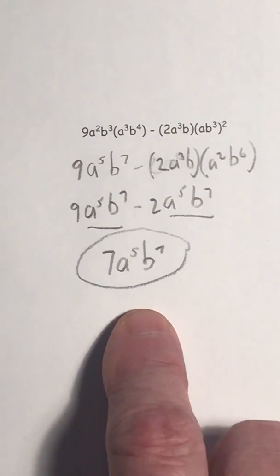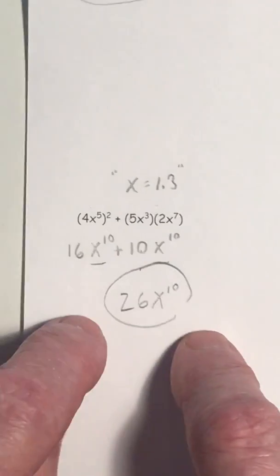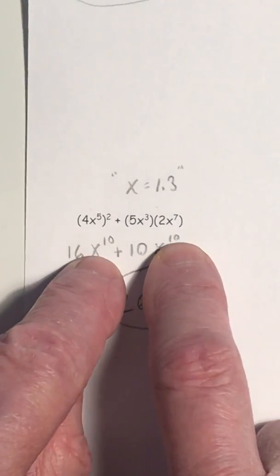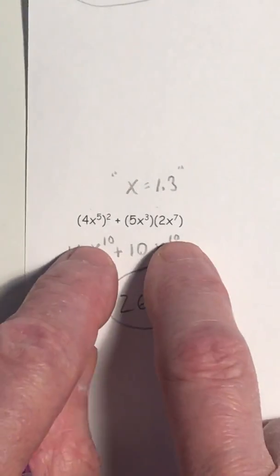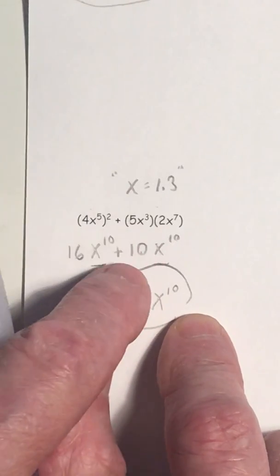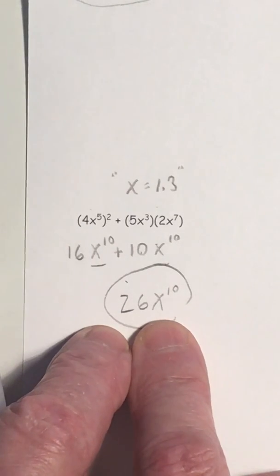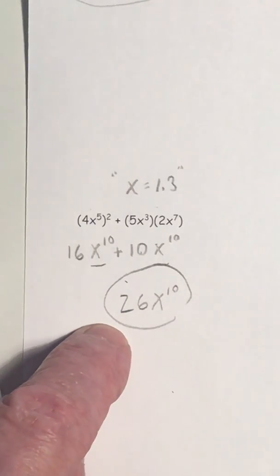And let me remind you again, as I did in that lesson that concerned adding, we did not change the exponent. We didn't say 10 and 10 is 20, did we? We had 16 x's to the 10th combined with 10 x's to the 10th, giving us a grand total of 26 x's to the 10th.